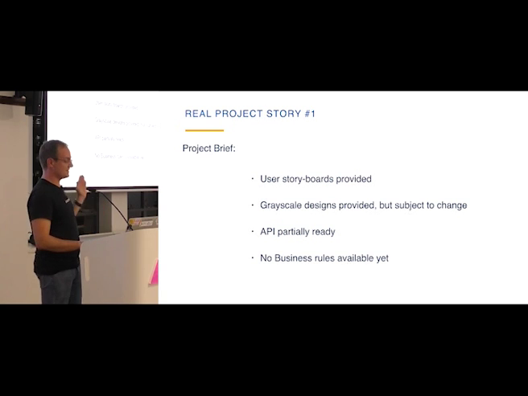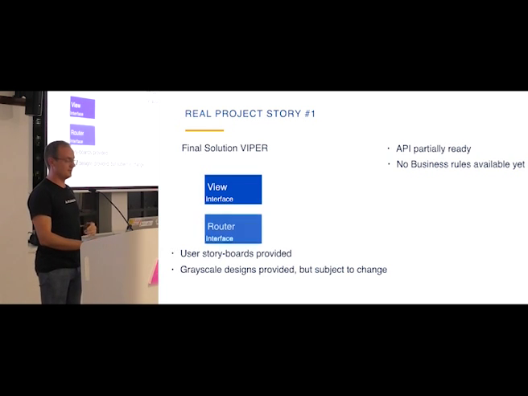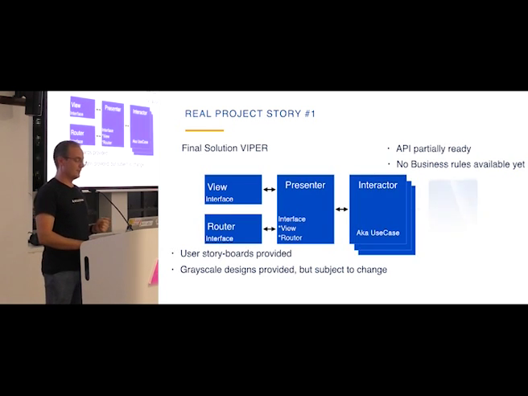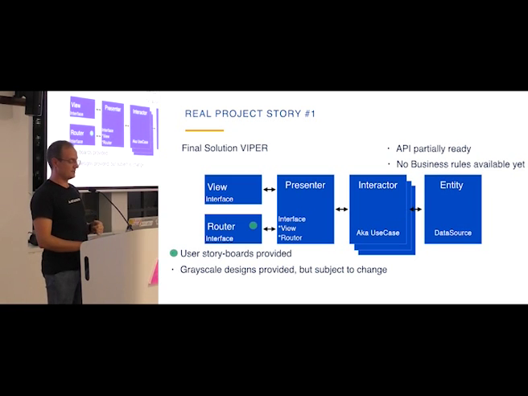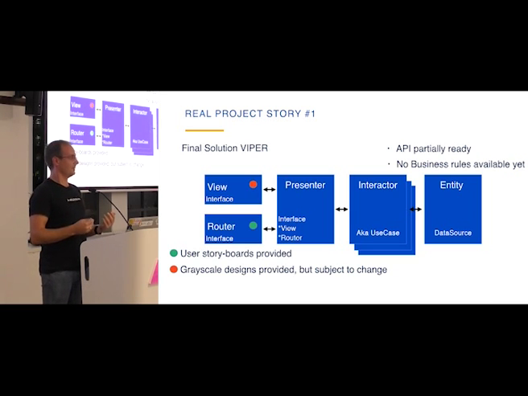But if you look into the same project brief and put it on a different architectural pattern, you can recognize VIPER, right? User stories and user flows can be implemented by the router and can be unit tested, covered with Espresso or unit tests. That's good, that's fine. Grayscale designs, when they change to the real design, we just implement the views, right? They will just stop because we didn't have to implement them in VIPER.